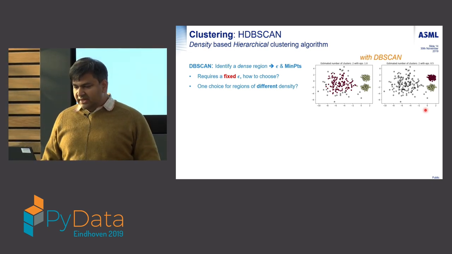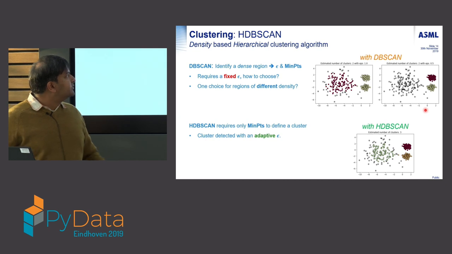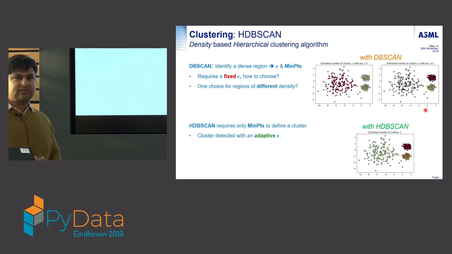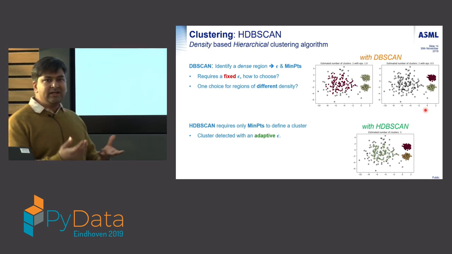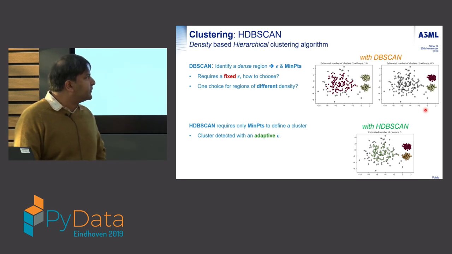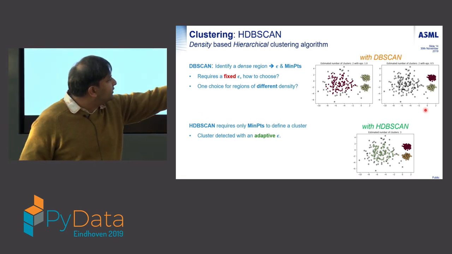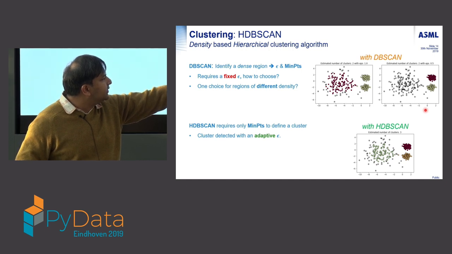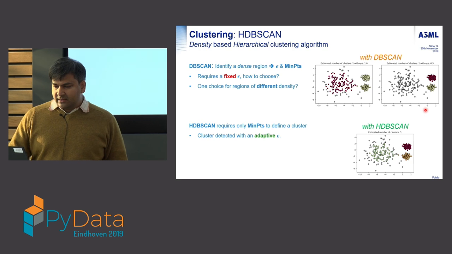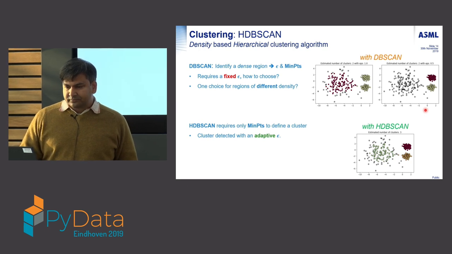So HDBSCAN tries to correct this by having only a single parameter, and the identification of clusters is done by finding an adaptive epsilon depending on which region of the data you are looking at. So what you see here is that it automatically discovers that there are three clusters, and is able to label them correctly.